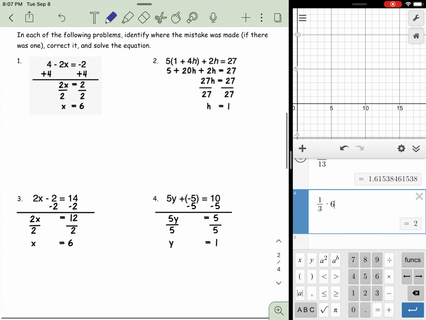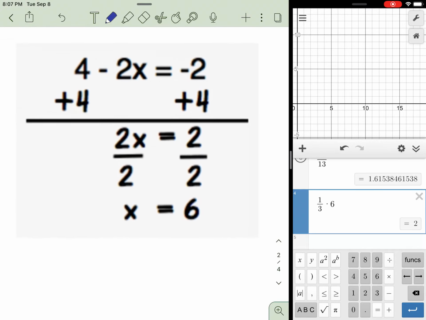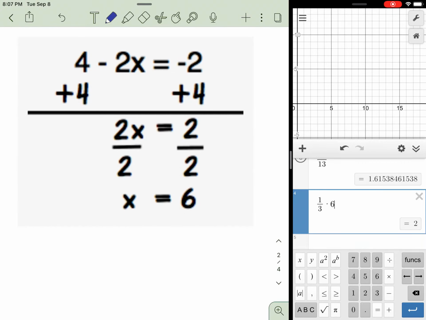Okay, so error analysis here. In each of the following problems, identify where the mistake was made, if there was one, correct it, and solve the equation. Okay, so in this first example, I'll give you a second. Here's where I want you to go ahead and pause it, and I want you to look through it and see if you can figure out where they made a mistake.